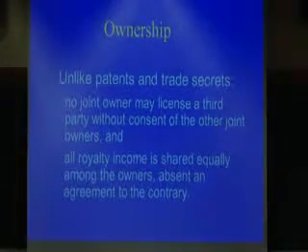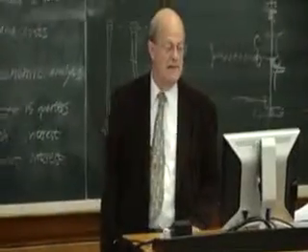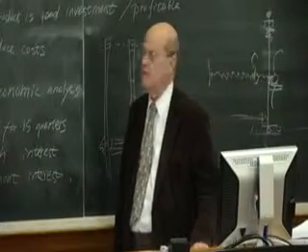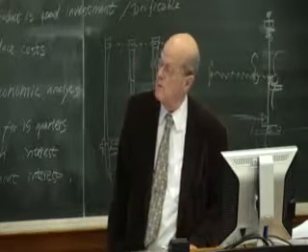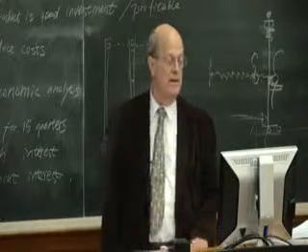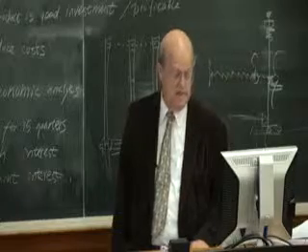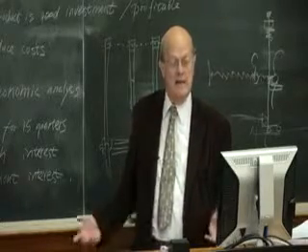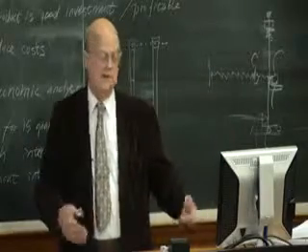Unlike patents and trade secrets, no joint owner of a copyright may license a third party without the consent of the other joint owners. And all royalty income that any one copyright owner receives has to be shared equally among the owners of the copyright, absent an agreement to the contrary. So in copyright law, everything is share and share alike. If you license, you have to share with your other owners.